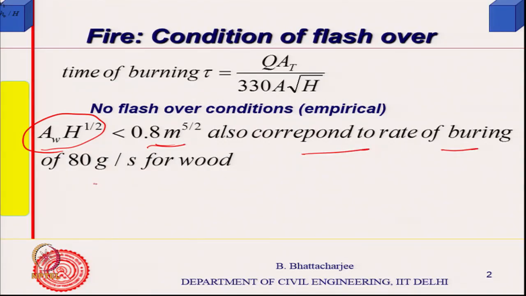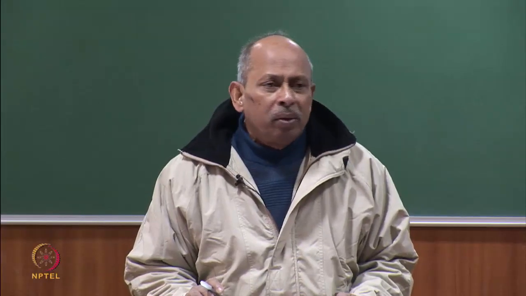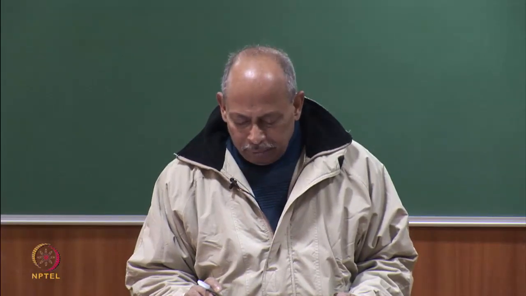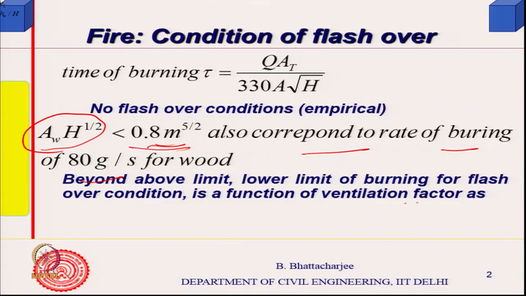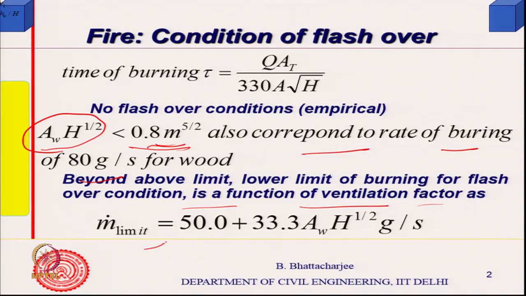Also, this corresponds to a rate of burning of 80 grams per second for wood. Approximately from this one can calculate the rate of burning, and this is 80 grams per second. So, if the rate of burning is less than 80 grams per second, it will not have flashover, it will just extinguish itself. Beyond this lower limit, the rate of burning for flashover condition is a function of the ventilation factor, and this limit is given as 50 plus 33.3 A W h to the power half grams per second.